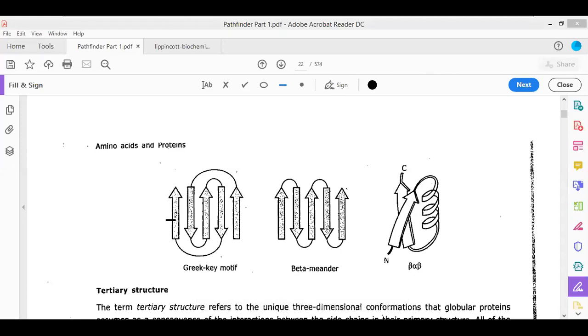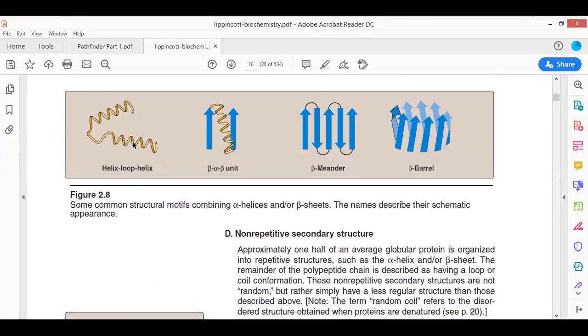Now listen to this particular thing. This is how these structures are present. What is the use of these super secondary structures? The use of these super secondary structures is in binding to DNA molecules. Now supposing there is a DNA molecule.